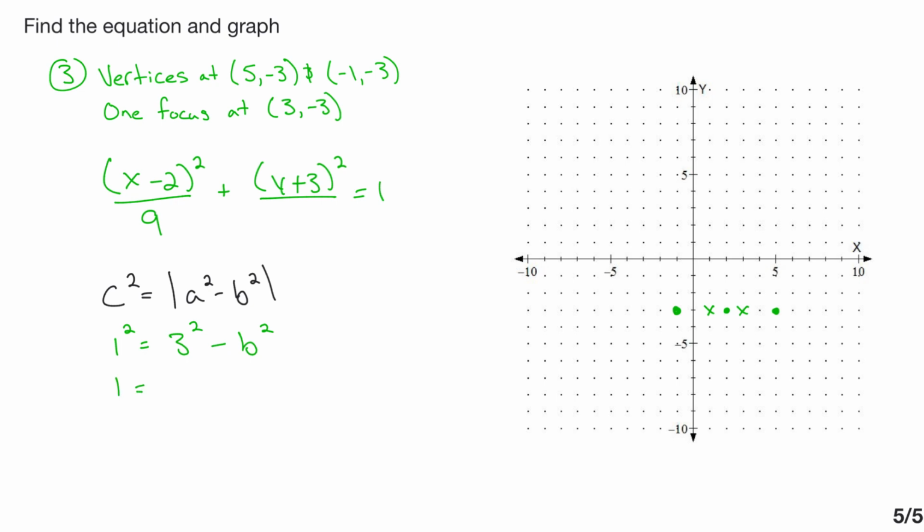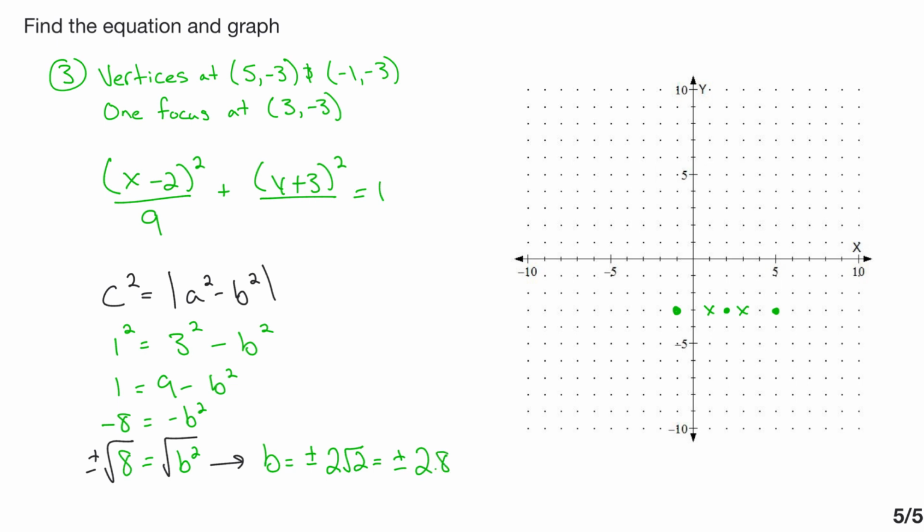So 1 is equal to 9 minus b squared. Subtract the 9 to the other side, I get -8 is equal to -b squared. Multiply both sides by a negative, I get 8 is equal to b squared. Square root both sides, don't forget the plus or minus, and I find that b is equal to plus or minus 2 root 2, which is roughly plus or minus 2.83. That is where my other vertices are going to be.